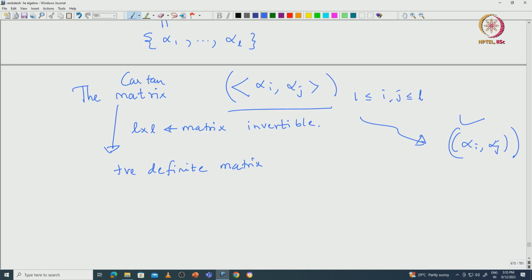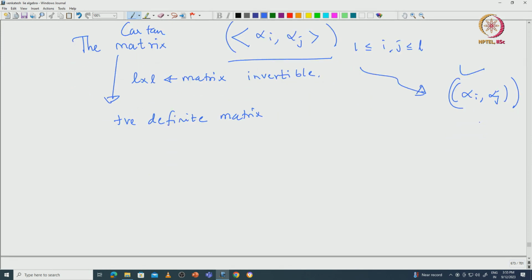Now we will show that this Cartan matrix more or less possesses all the information about the root system. What is the meaning of that? If you know the Cartan matrix, then we can recover the root system entirely. Before that, let me leave one exercise for you.